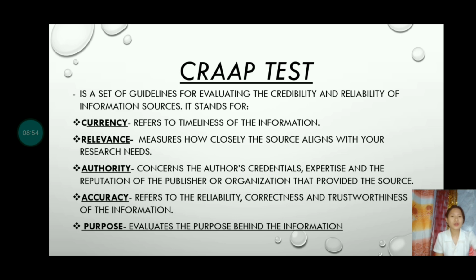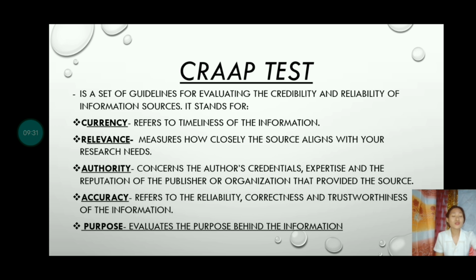Next is accuracy. It refers to the reliability, correctness, and trustworthiness of the information. Accurate information ensures your writing is credible and error-free. Okay? Is the information supported by evidence, like data, references, or peer-reviewed studies? Are there any obvious errors such as mistakes in data or calculations?